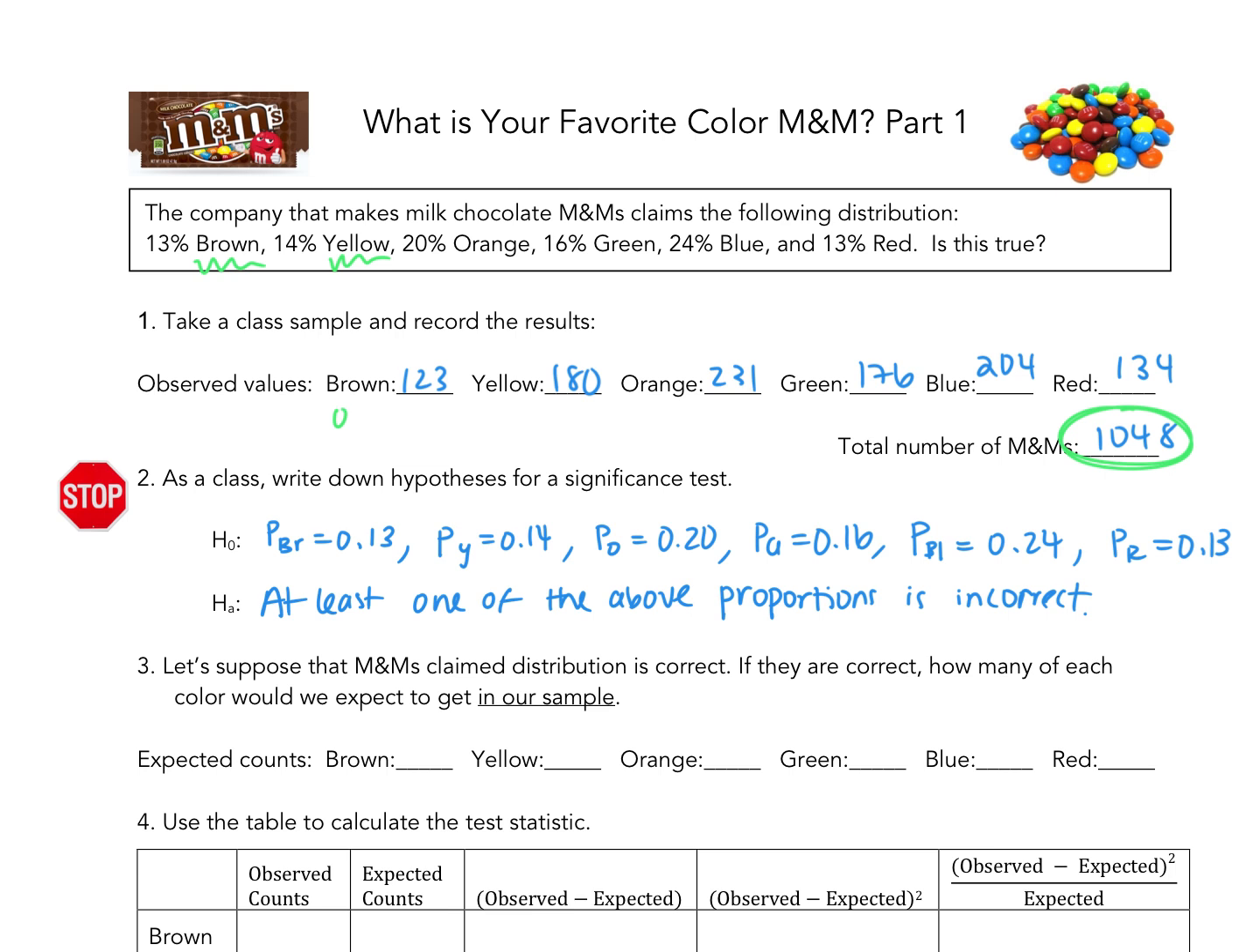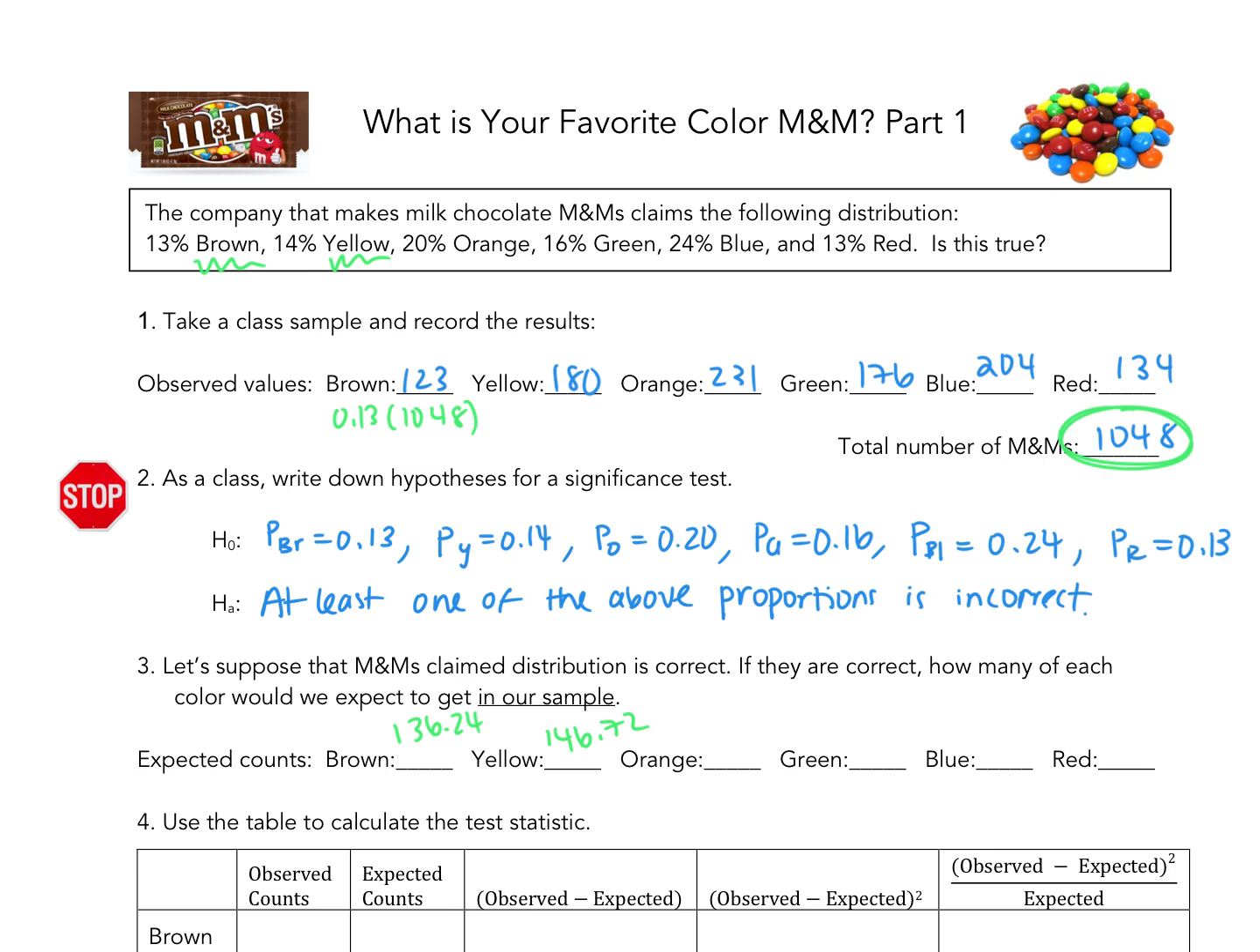Yeah, so for brown, we would take 13% of that 1,048. I don't know what that is. So 13% of 1,048 is 136.24. And you're going to leave that decimal. So then the yellow, similar idea, 0.14 times the 1,048. That's 146.72. So we're going to notice the brown was pretty close. Our yellow, 180, was a lot higher than what we expected. So let's do the orange.